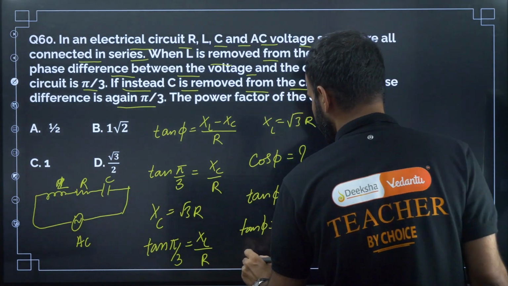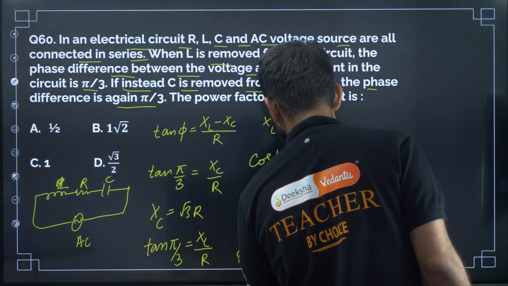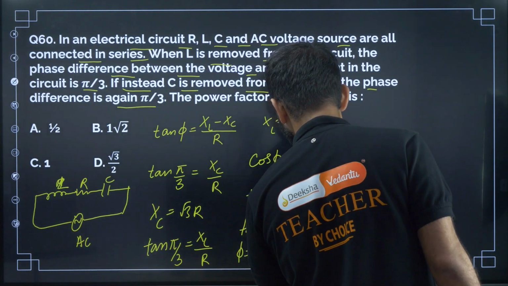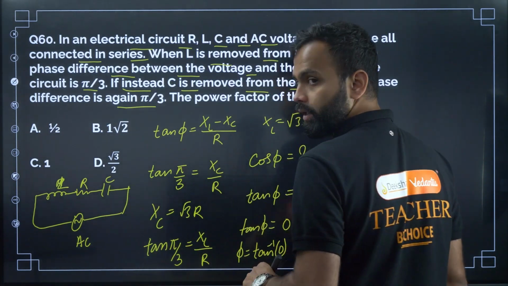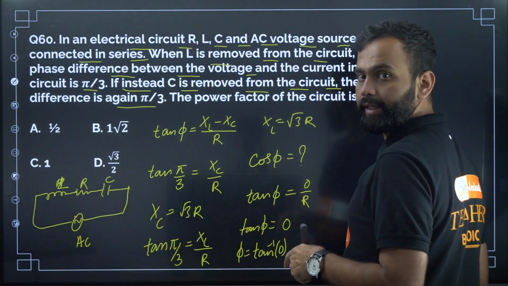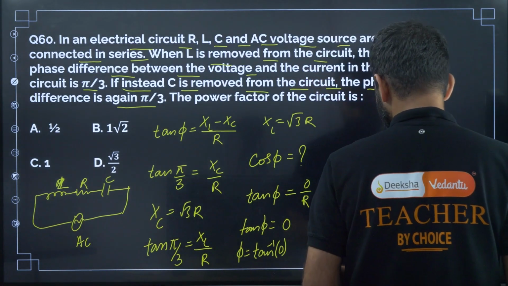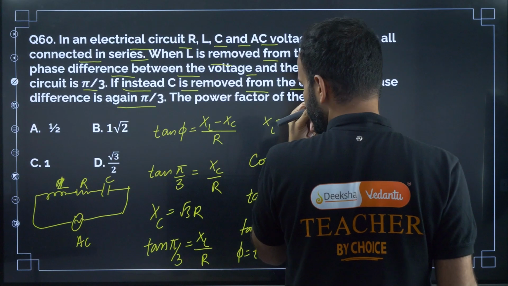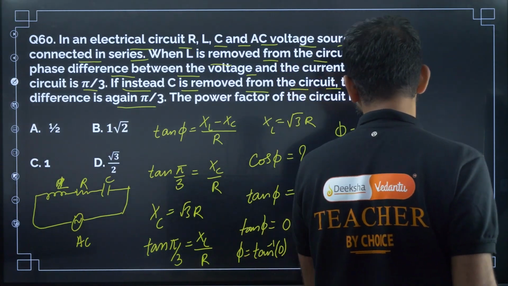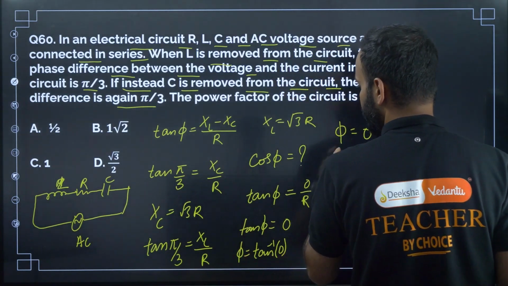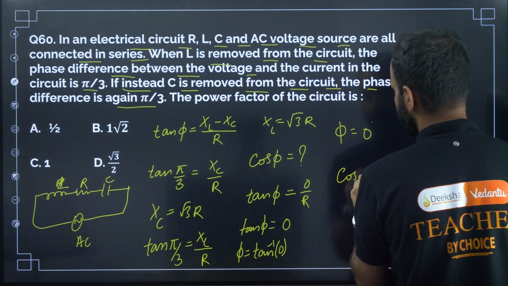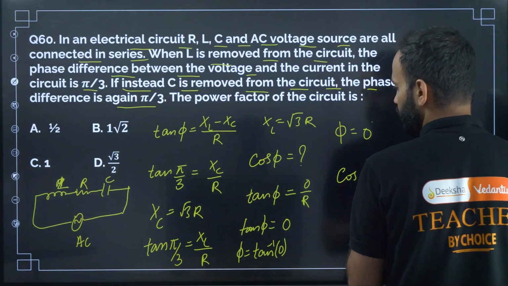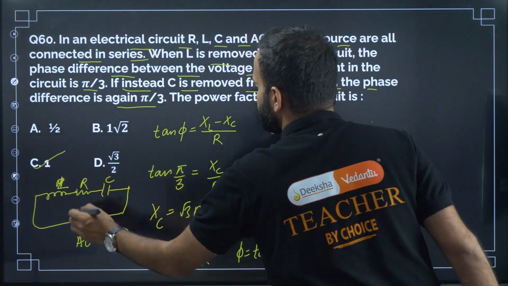So phi equals tan inverse of 0. When will we get tan inverse of 0? At 0, pi, 2 pi and so on. So the phi value must be equal to 0 degrees. Now cos phi, we need to find the power factor. Cos phi, that is cos 0 degrees, equals 1. So the power factor is 1. So the correct option is C.